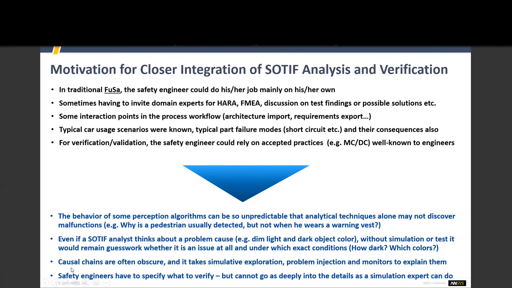Then even if you find a problem, the causal chains are often obscure, and it takes simulative exploration or problem injection to explain. So if an object is not reported, was it because the camera did not see him, or the radar did not see him, or both, or was it a problem in the fusion? You have to find out, otherwise you will not be able to improve your system.